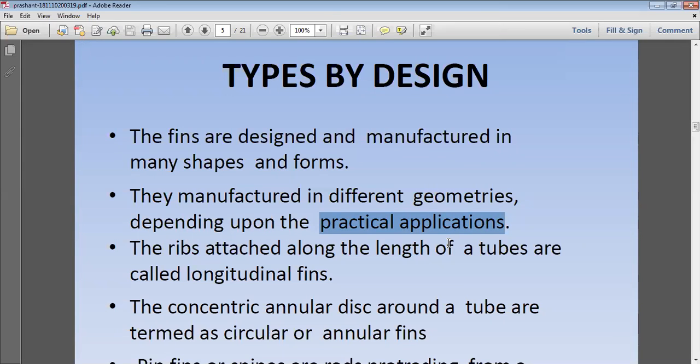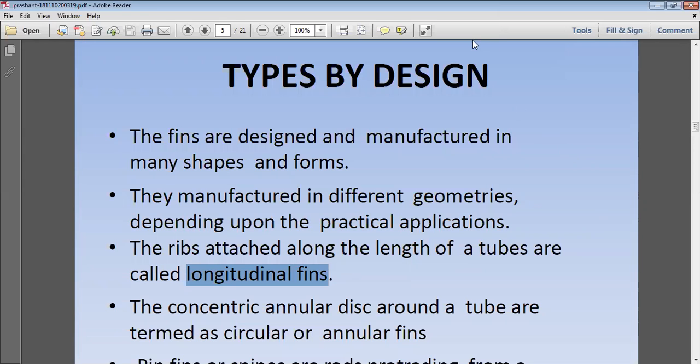Say for example, there are big transformers. If you provide thin fins over a big transformer, it is not useful. In such cases, different types of fins are used for a transformer. Here, the ribs attached along the length of the tubes are called longitudinal fins. What is meant by longitudinal fins? This is very important. Longitudinal fin means the rib is attached along the length of the tube.